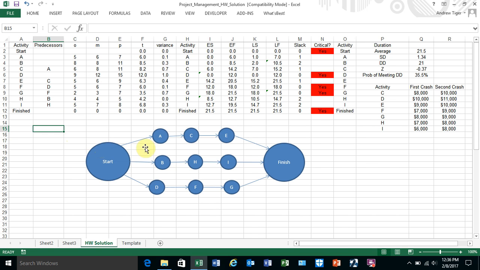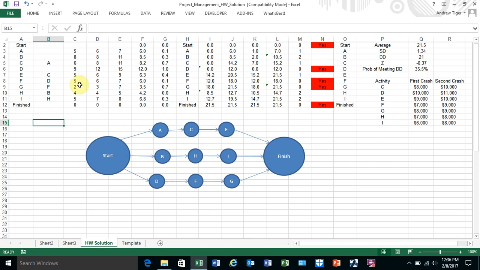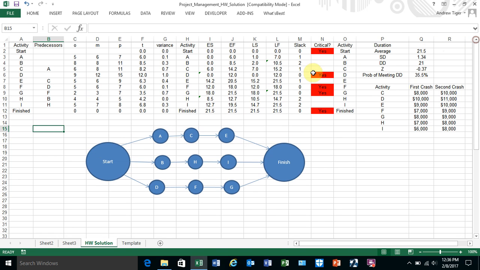So always have a start and finish node. If the activities listed don't have predecessors like A, B, and D, then you want to link those to the start node. And if you don't see activities listed in the predecessor list, for example, E, I, and G are not listed in the predecessors, those are going to be the ones that are linked to the finish. You can sort of tell when you draw it, but this is what we have.